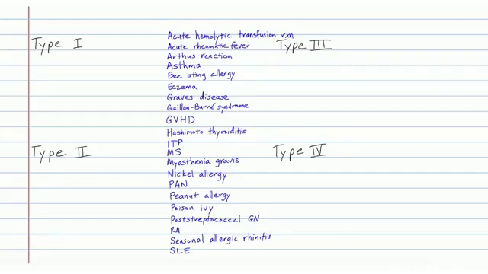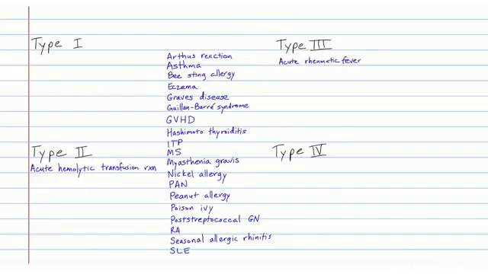In this review, I've listed a bunch of different diseases and conditions, and we're going to regroup them based on what type of hypersensitivity reaction each one represents. So we start with an acute hemolytic transfusion reaction, which is a type 2 hypersensitivity reaction. Acute rheumatic fever is a type 3 hypersensitivity reaction. Arthus reaction is another type 3 reaction.